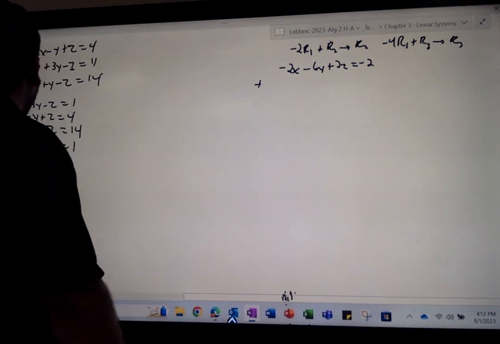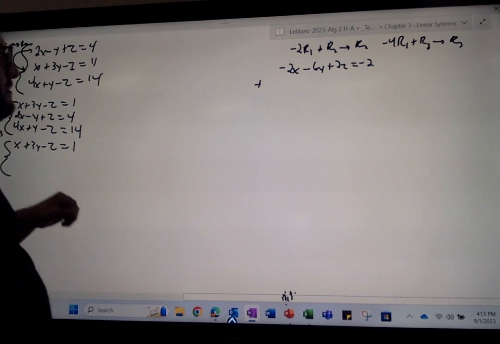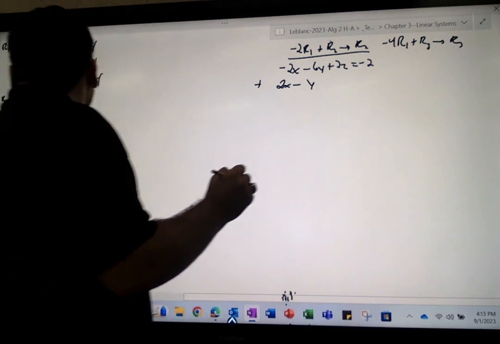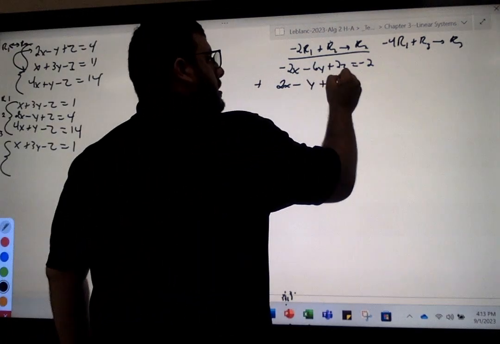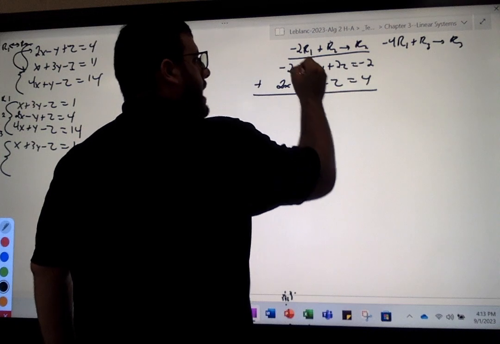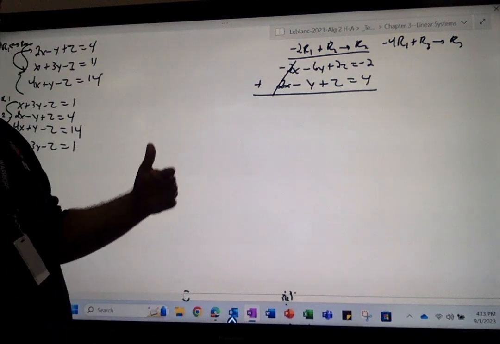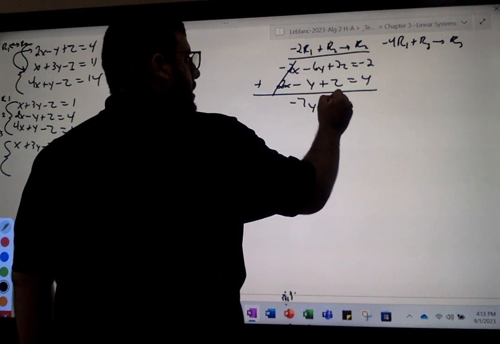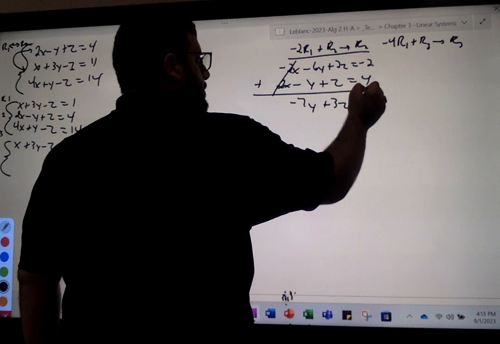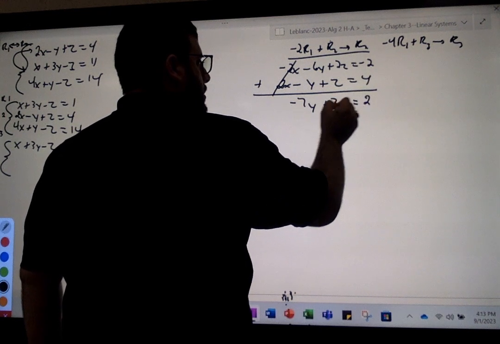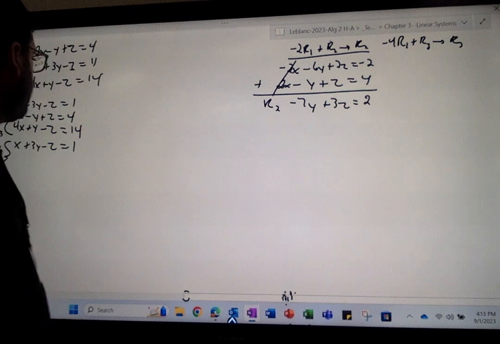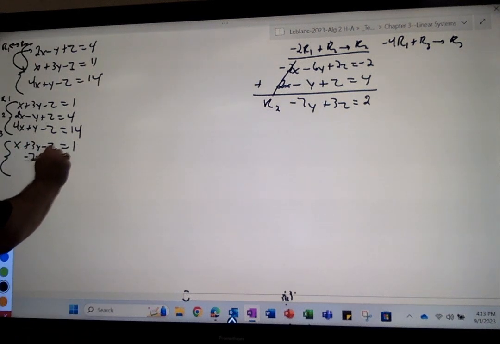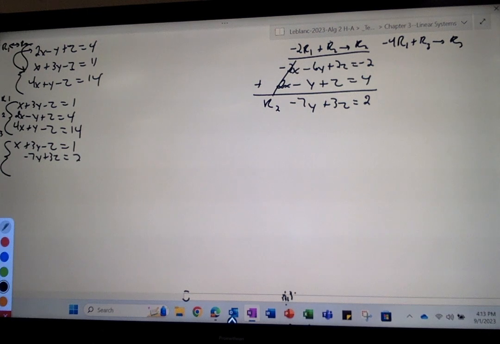2x minus y plus z equals 4. So now the x's eliminate each other, and I just combine the other like terms. Negative 7y plus 3z equals negative 22 plus 4, which is negative 18. So that's my new second row. I'm going to put that here: negative 7y plus 3z equals negative 18.